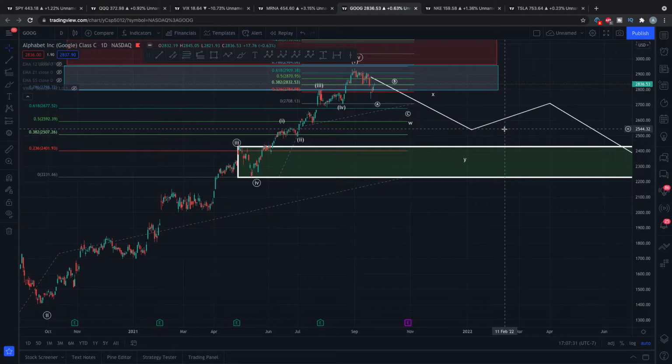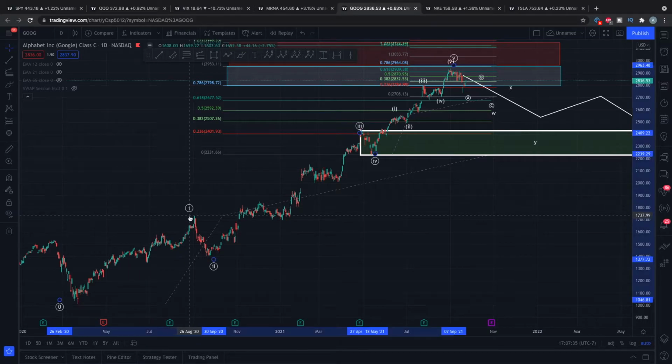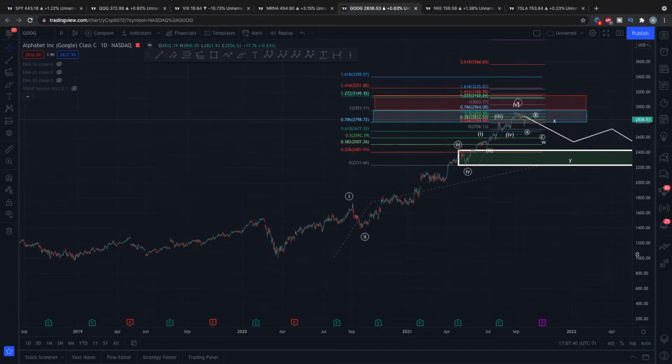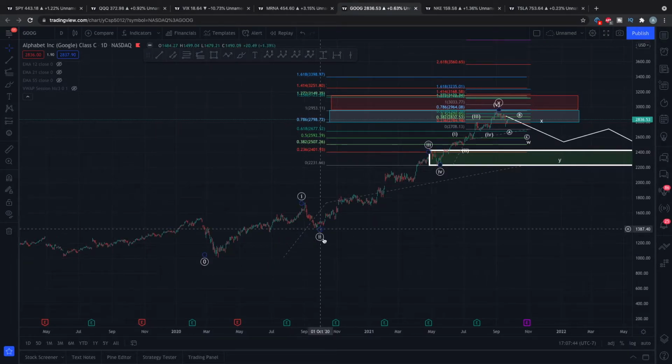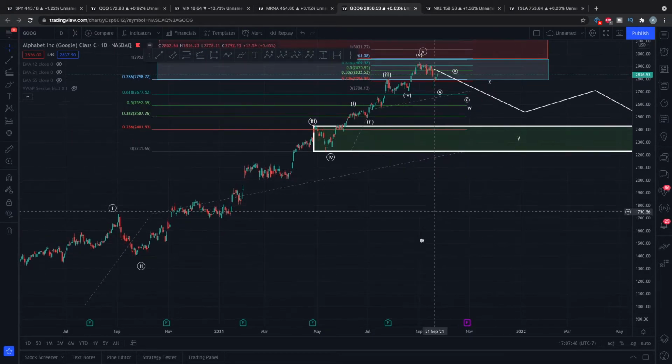So now let's go into Google. I really think stocks like these are important to mention because they can help get a better understanding of the markets. If we zoom out a little bit, just for context, we are working on this impulsive subdivision up here. So we have a wave 1 up, wave 2 down, wave 3 up, wave 4 down, and now we're working on this internal subdivision of the wave 5.